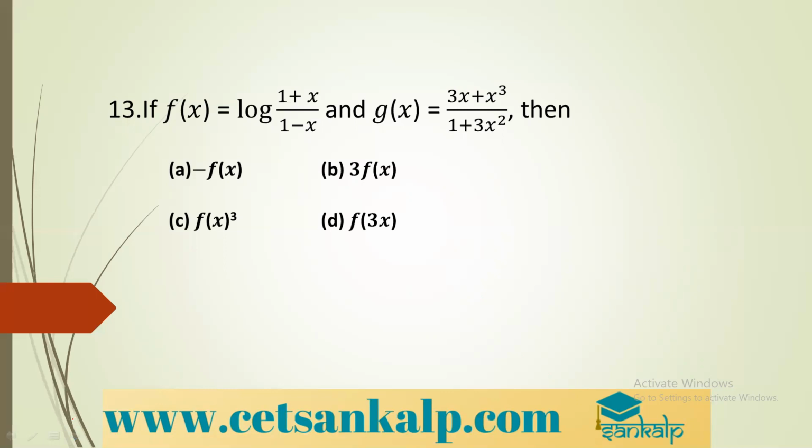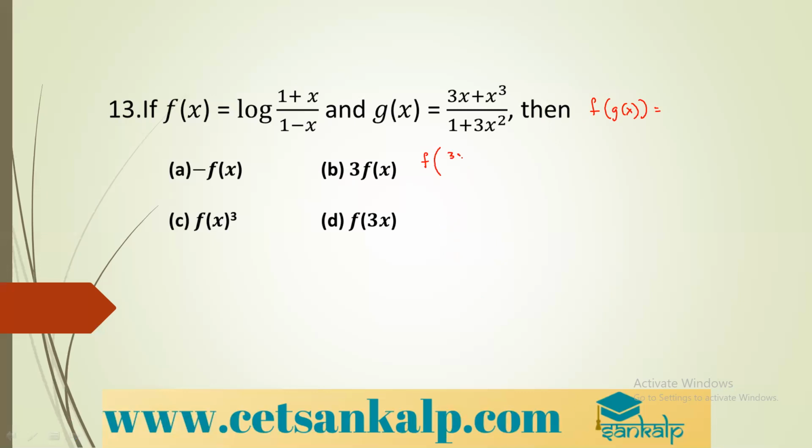Let me see the question. What is the typing mistake? I will tell you and I will correct. You have to find f of g of x. This is the question which you have to find. It is not there in the question. Now I'm adding. So what we will do is we will keep f and we will write g of x.